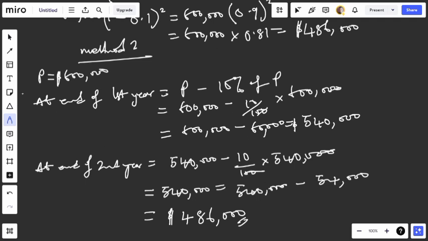So whichever one is easier, you do it, but it's good to understand both methods and have a proper understanding of depreciation, appreciation, simple interest, and the rest.